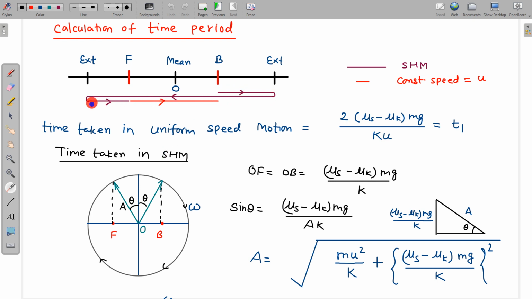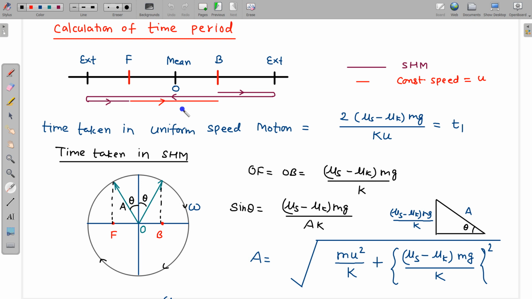For the SHM, I am using the circular motion projection method. In this circle I have drawn, the angular frequency becomes the angular velocity, and these are the F and B points. From the complete SHM we have to subtract this time. Suppose there was no uniform speed motion and it was doing completely SHM, then the time period would have been 2 pi under root m by k. But now it is not 2 pi under root m by k.